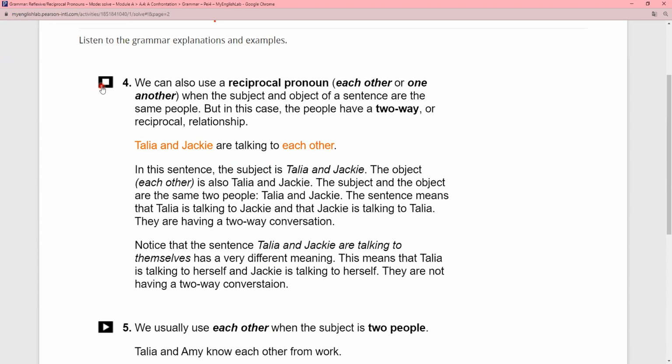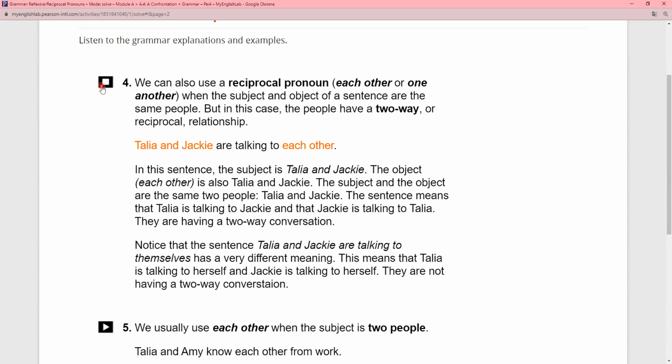In this sentence, the subject is Talia and Jackie. The object, each other, is also Talia and Jackie. The subject and the object are the same two people, Talia and Jackie. The sentence means that Talia is talking to Jackie and that Jackie is talking to Talia. They are having a two-way conversation.